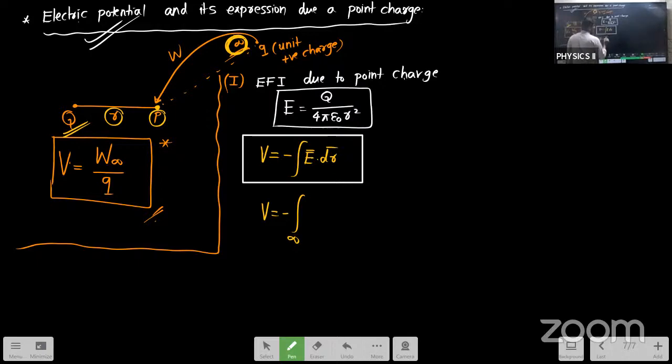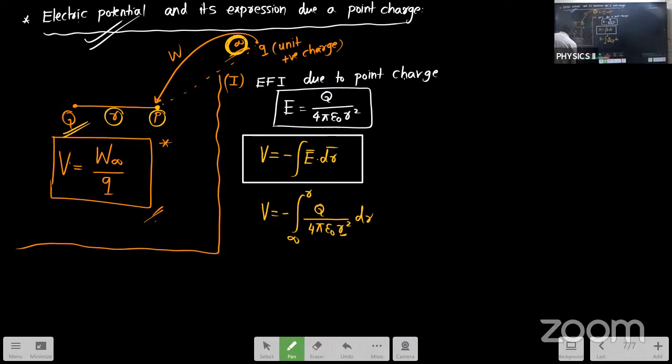So I can write from infinity to R. What is the value of E we got here? Q divided by 4 pi epsilon naught into R square into dr. Now see here, is charge capital Q constant or variable? Constant. Is 4 pi constant or variable? Constant. Is epsilon naught constant or variable? Constant. So what is the only variable here? R. This distance can change. Let us take all the constants outside and let us integrate this equation.